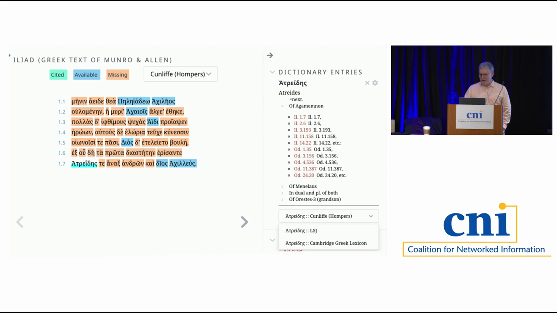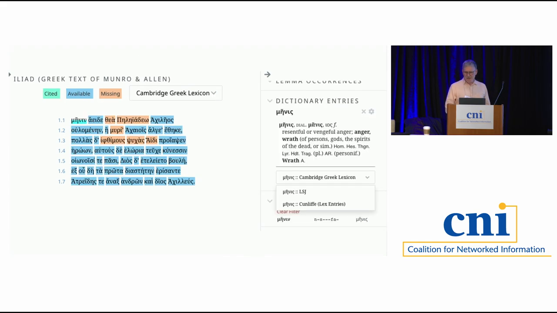We have multiple dictionaries that you can select from, and we can see which words are glossed in which dictionaries. We're almost completely a CC or open data shop, but one exception is the Cambridge Greek Lexicon, because we got a license from them 20 years ago when they were working, and a postdoc working with us provided the infrastructure they needed.